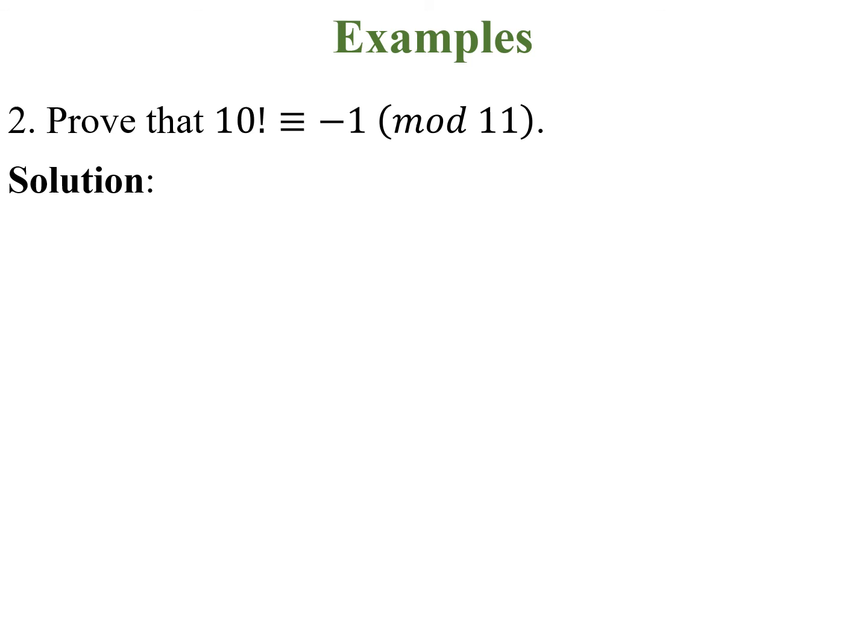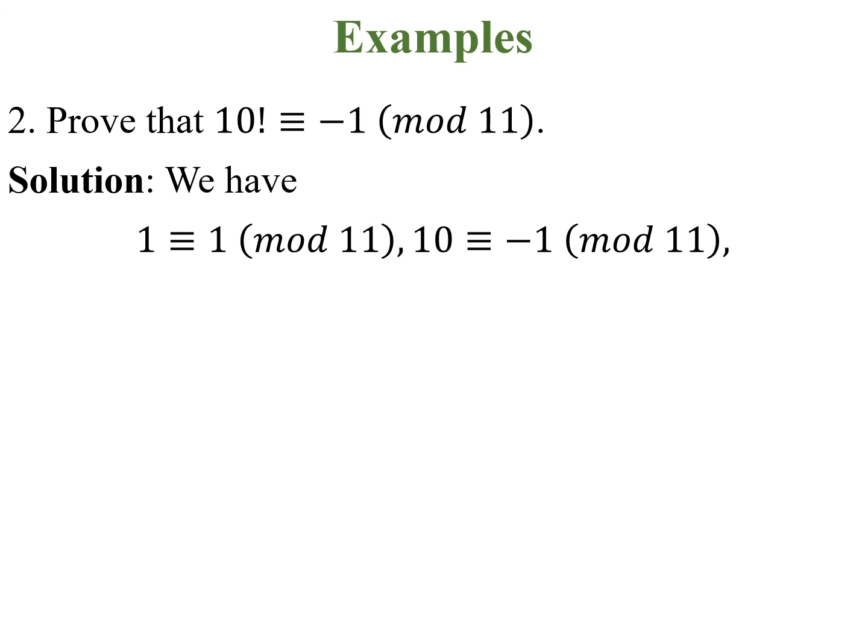So you have to think about each of that 1, 2, 3, 4, 5, 6, 7, 8, 9, 10 modulo 11. We have 1 is congruent to 1 modulo 11. Means when we divide 1 by 11, we will get 1 as a remainder.